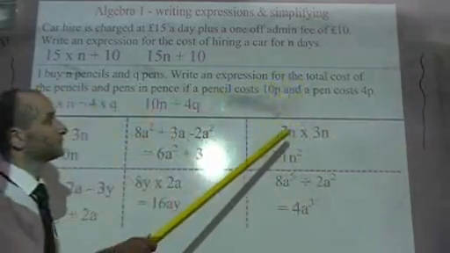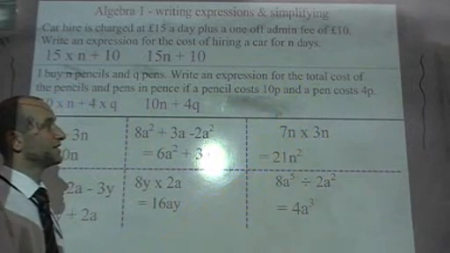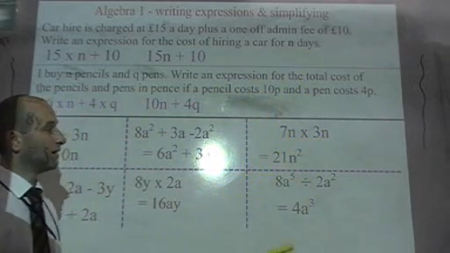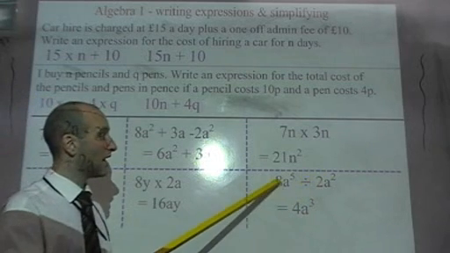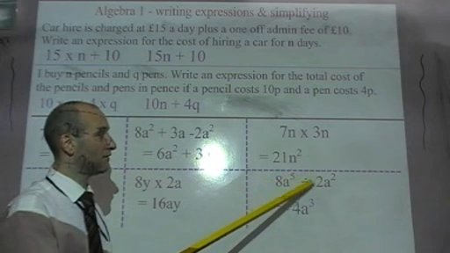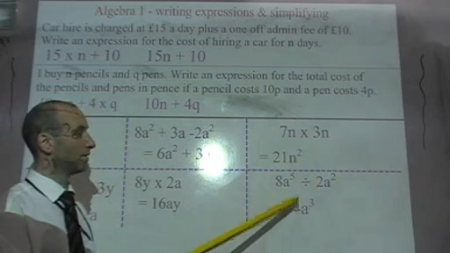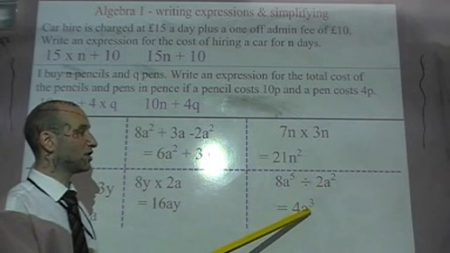These questions, 7n times 3n, 7 times 3 is 21, n times n is n squared. When I have divide, I do exactly the same sort of thing. 8a to the power of 5 divided by 2a squared. 8 divided by 2 is 4. a to the 5 divided by a squared is a cubed.